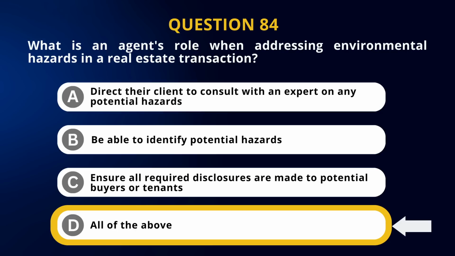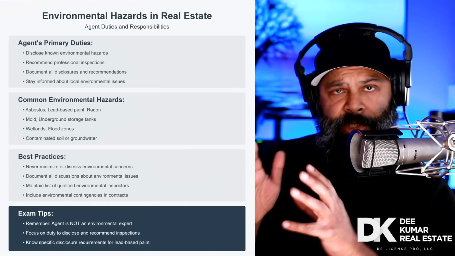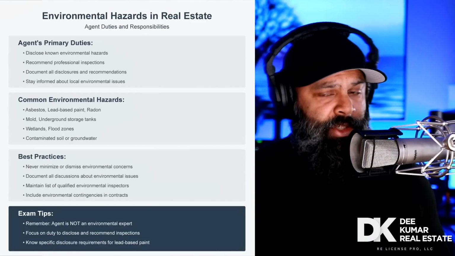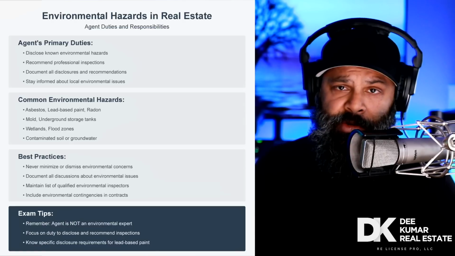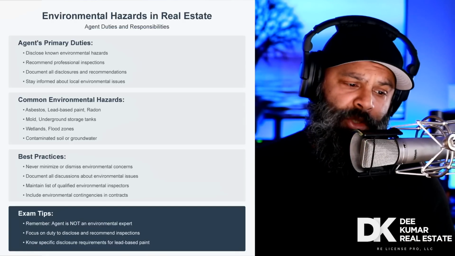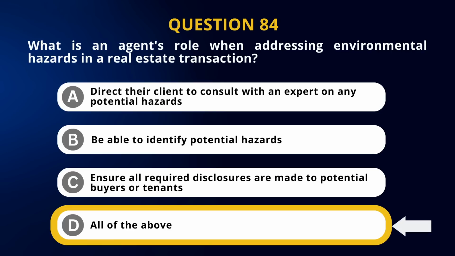Letter B, to be able to identify potential hazards. In that regard, it's more of a visual inspection. Do I understand that there could be something? Hey, you might want to get that checked out. Hey, you might want to consider this. So we're encouraging inspection. So another way to discuss this is to be able to identify potential hazards is to encourage inspections. And the letter C is ensure all required disclosures are made to potential buyers or tenants.